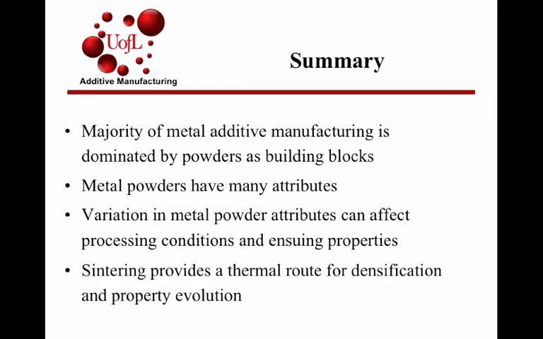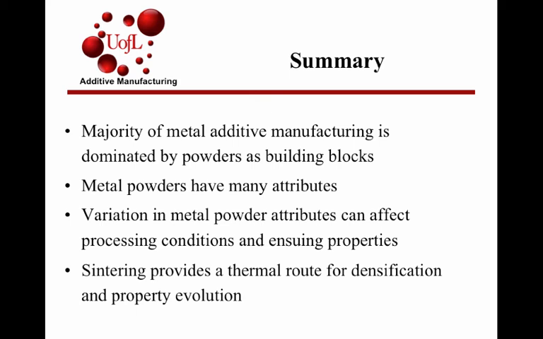So to summarize, the majority of metal additive manufacturing is dominated by the use of powders. In addition, you can use wires and sheet stock. Metal powders have many different attributes, including size distribution, shape, packing behavior, flow behavior, and so on. The variation of these metal powder attributes can affect how we create shapes by any process, and we have to appreciate them in the context of 3D printing and its many variants. What kind of process conditions can best consolidate the component? What happens to the properties that emerge out of that?